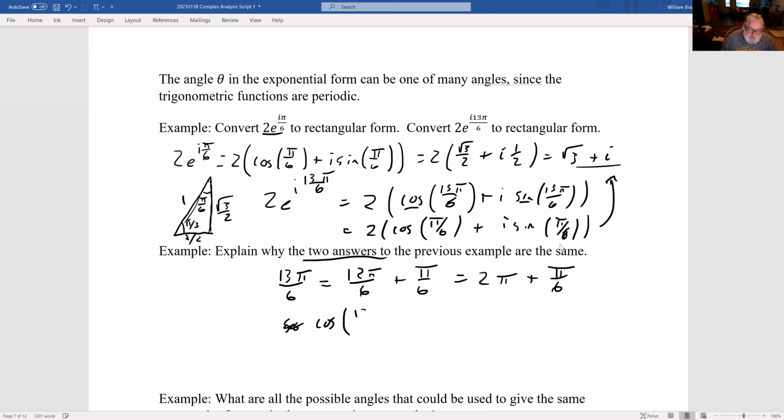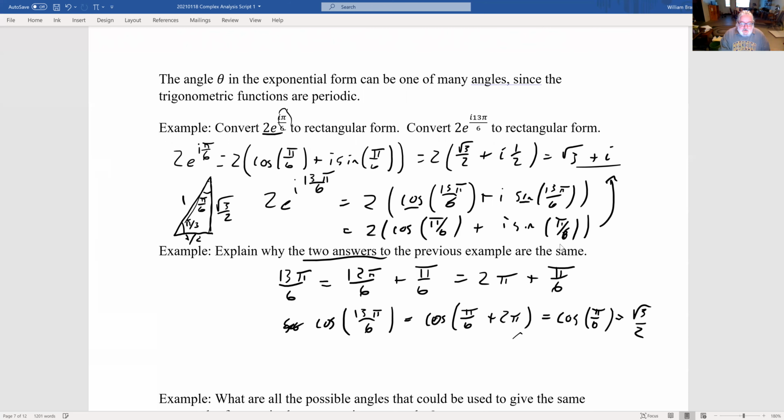Cosine of 13 pi over 6, therefore, is cosine of pi over 6 plus 2 pi. But cosine is periodic with period 2 pi, so that's just cosine of pi over 6. And that's root 3 over 2. And likewise, sine is periodic with period 2 pi. So when we talk about angles, if we take an angle, pi over 6, and we add 2 pi to it, that's just going around a circle one more time, and so you end up at the same place.